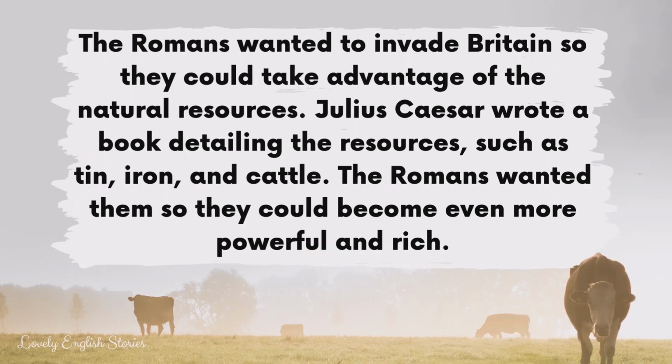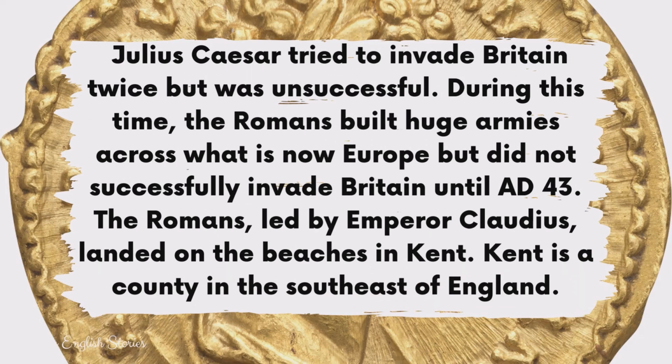The Romans wanted to invade Britain so they could take advantage of the natural resources. Julius Caesar wrote a book detailing the resources, such as tin, iron, and cattle. The Romans wanted them so they could become even more powerful and rich. Julius Caesar tried to invade Britain twice, but was unsuccessful. During this time, the Romans built huge armies across what is now Europe, but did not successfully invade Britain until AD 43. The Romans, led by Emperor Claudius, landed on the beaches in Kent. Kent is a county in the southeast of England.